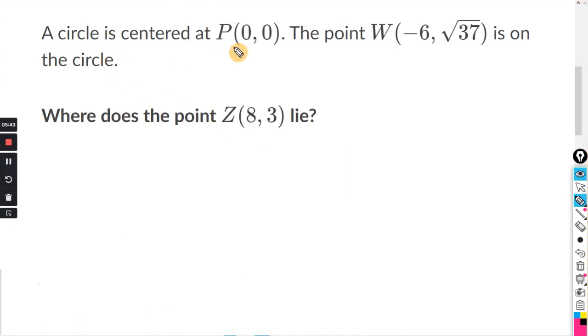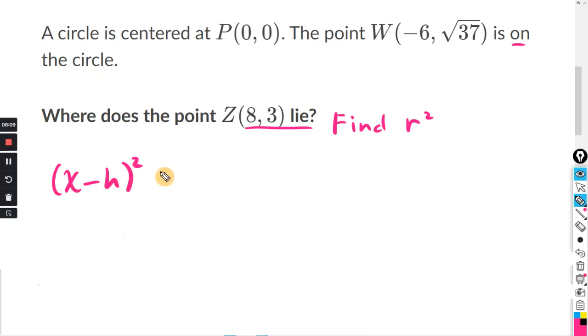Okay, a circle is centered at 0, 0. The point -6, radical 37 is on the circle. Where does the point 8, 3 lie? Okay, the first step is to find r squared. All right, so we're going to use our circle equation.